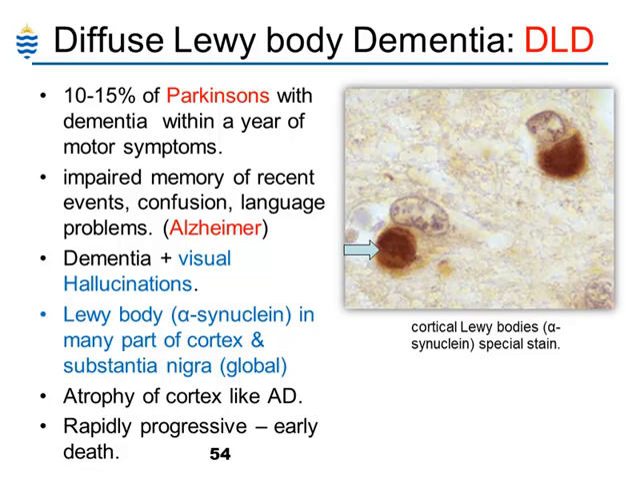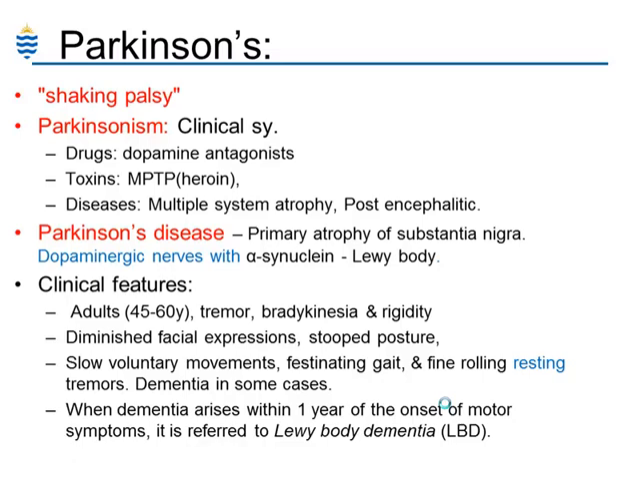Diffuse Lewy body disease is a bit of a difficult name, but remember it as Parkinson's plus Alzheimer's. That's all. It is Parkinson's plus Alzheimer's. So, there will be movement abnormalities and the dementia. Parkinson's, shaking palsy, is reasonably common clinically. So, better to know. Appearance of the patient is the first diagnosis.